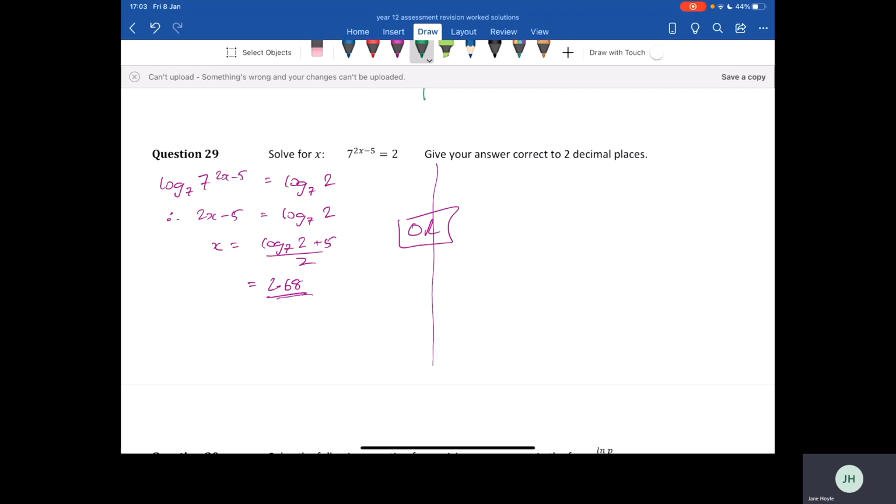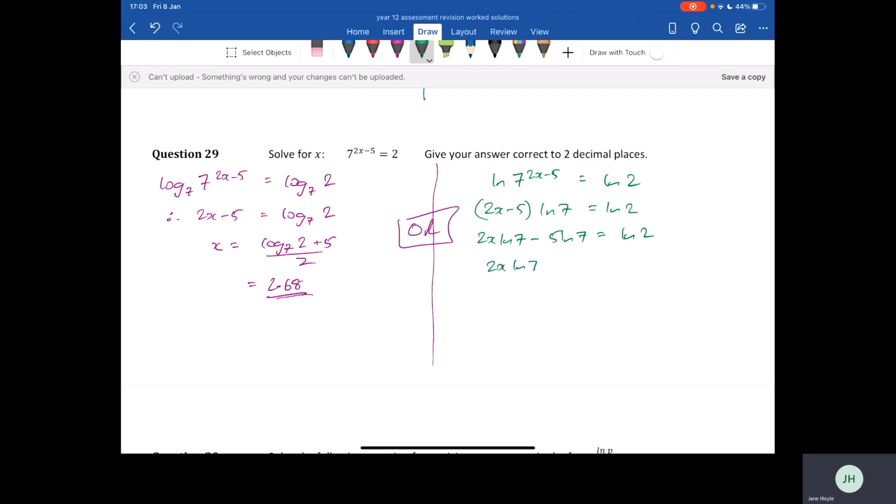I'll do log to the base 10 this time. No, I'll stick with log to the base e. As I said, I think it's a preferred method for lots of you. Take logs of both sides, use that power rule to have that as a multiplier. And then, I mean, you could expand the brackets, couldn't you, and divide. I don't know whether that would be the instinct of many of you. Let's expand the brackets this time. I didn't on the previous one.